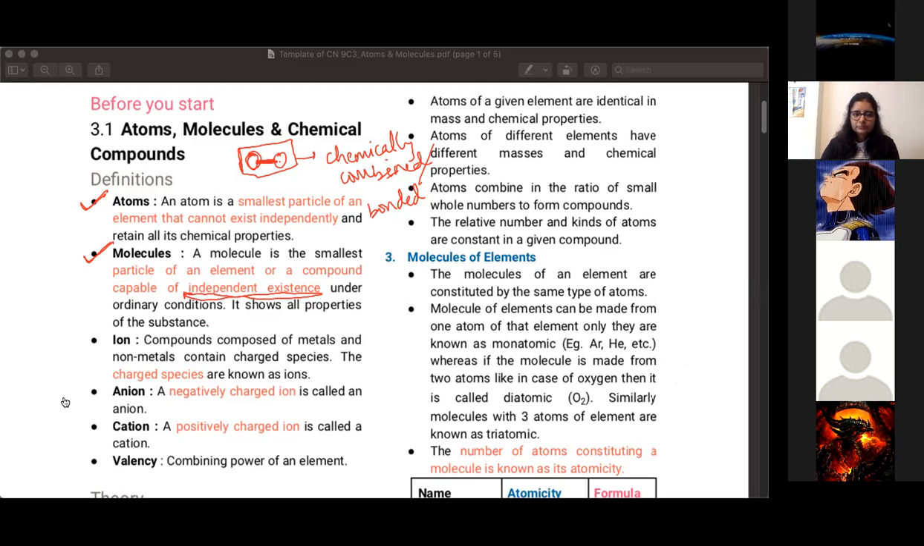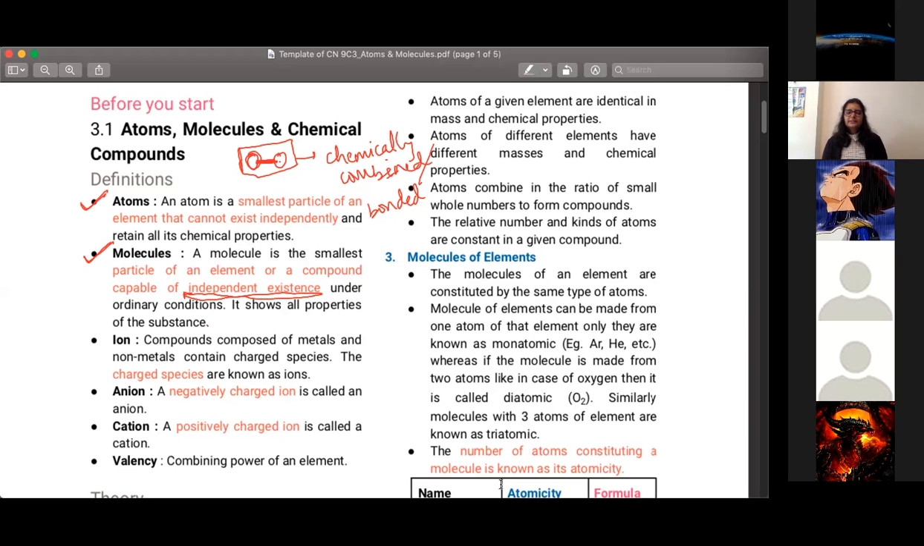Ma'am, I'm confused. For an atom, can it retain all its chemical properties, or can it not? It can retain all its chemical properties. Okay, ma'am. Yeah, that's what makes it an atom of the substance. As long as it is an atom, that thing is still iron, but when you break down the atom, then it's not iron anymore. Ma'am, I'm done.